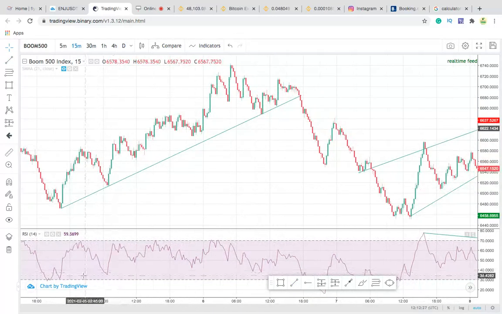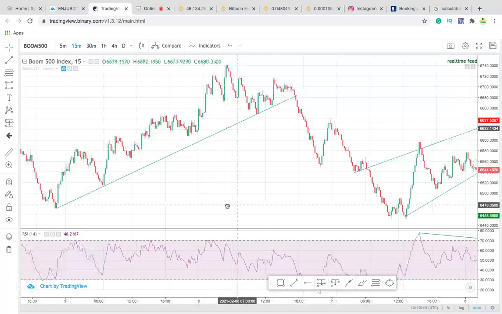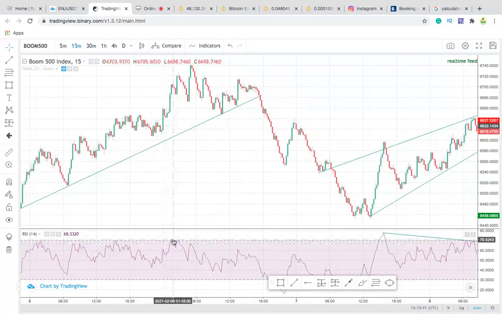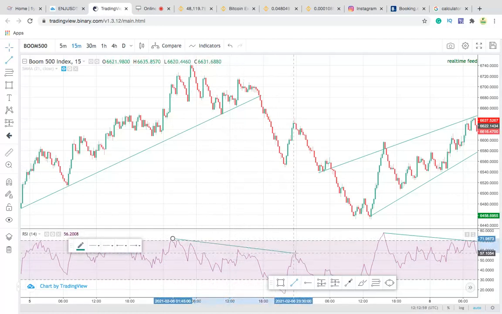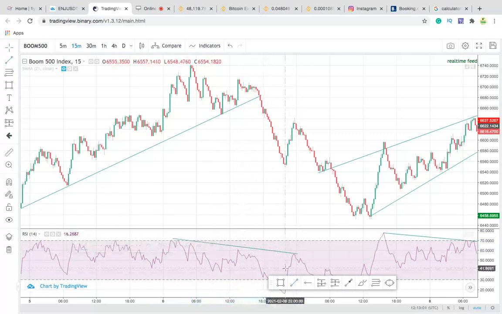The market has been respecting higher highs, higher lows, sorry, higher low and then another higher low. The market kept on making higher lows until this point, and at this point the market changed direction. It started making lower highs on the RSI, whereas the market is still in a bullish run, making higher lows. So this is divergence at this point. We now spot our divergence.